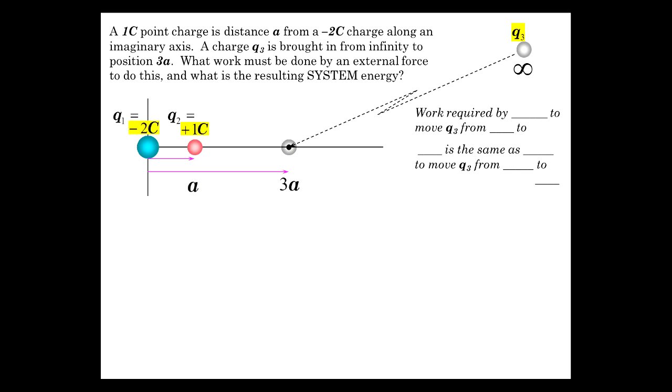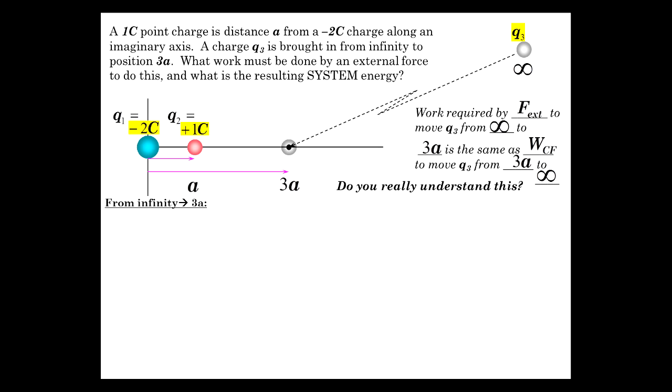And what we're going to do is figure out the work required to do that, keeping in mind that the work required by that external force, say you are grabbing this object and forcing it to move from infinity to 3a, is the same as the work by the conservative force to move it in the opposite direction from 3a to infinity. Those are always opposite. It's really important to understand this. If not, look at the previous slide. But it's pretty easy conceptually.